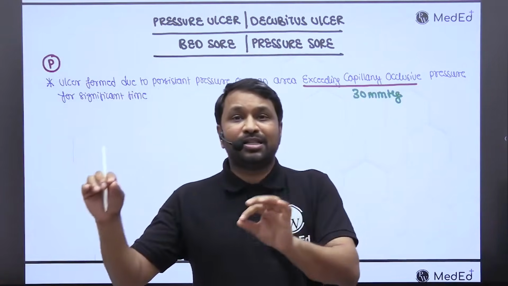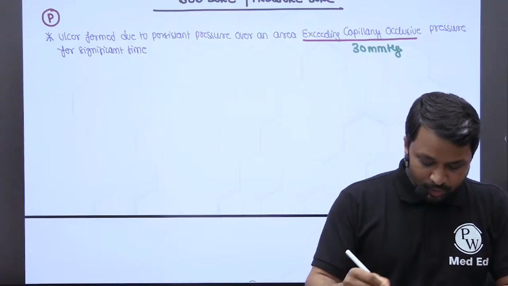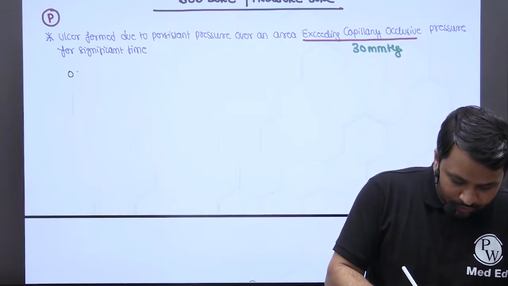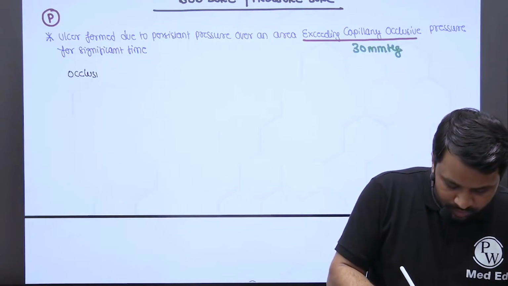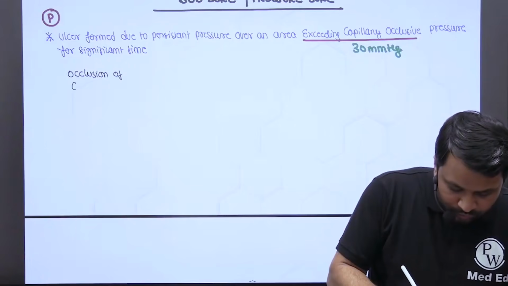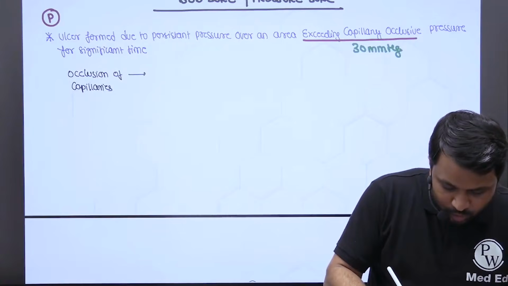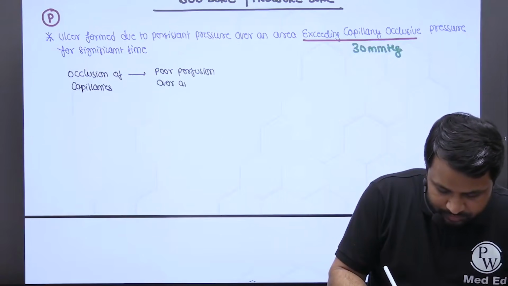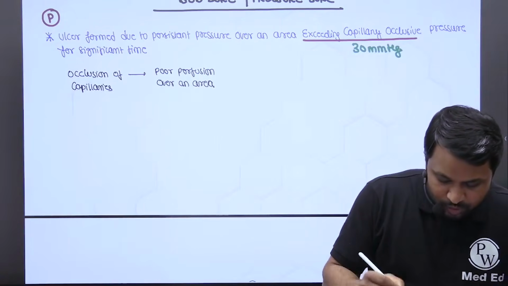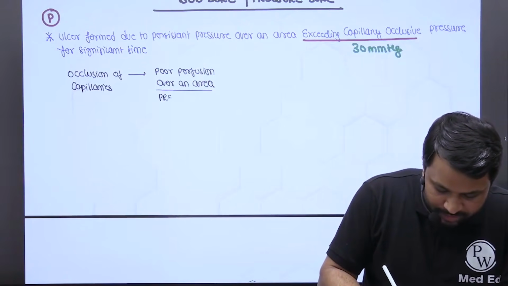So for the pathophysiology of pressure ulcer, you will have to make a chart. That is occlusion of capillaries by pressure. It is the occlusion of capillaries resulting in poor perfusion over an area. Poor perfusion over an area where the pressure is exerted, on the pressure site.